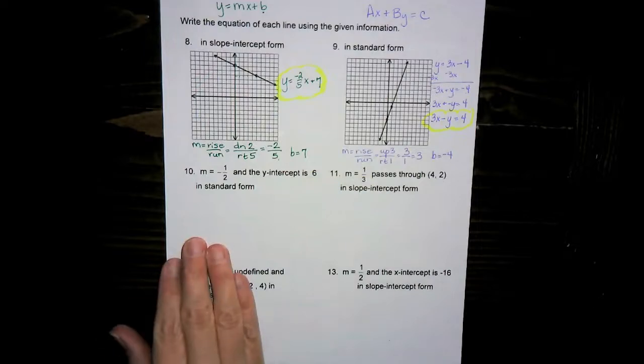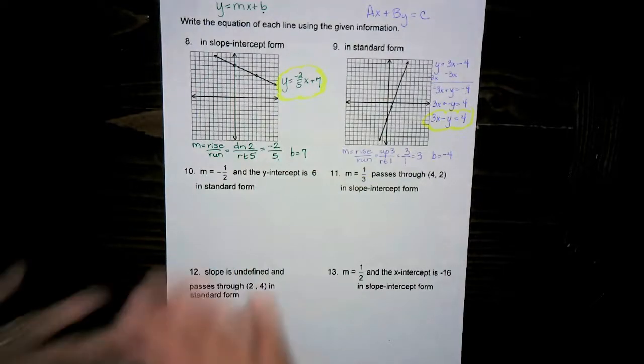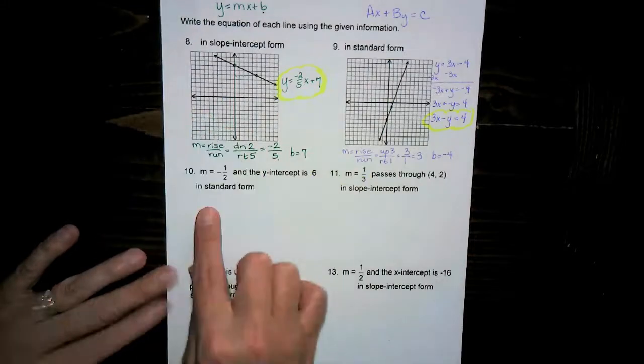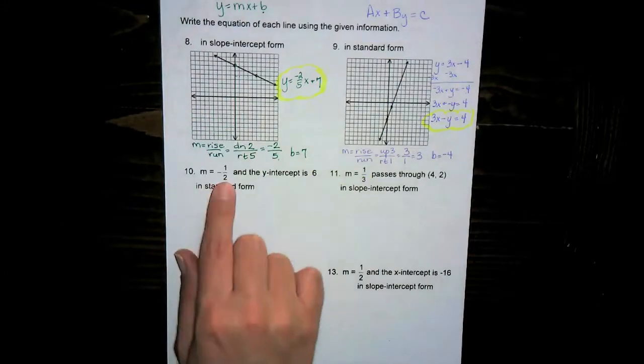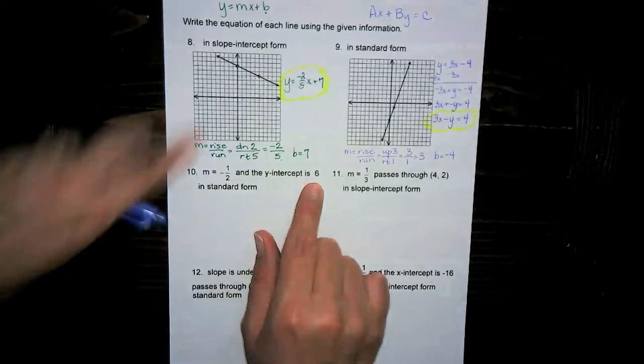Okay, so the next few that I want to look at are going to do the same thing, but we don't have to read the information from a graph. So look at number 10. We're told the slope is -1/2. The y-intercept is 6. Okay, we don't have to read that from a graph.